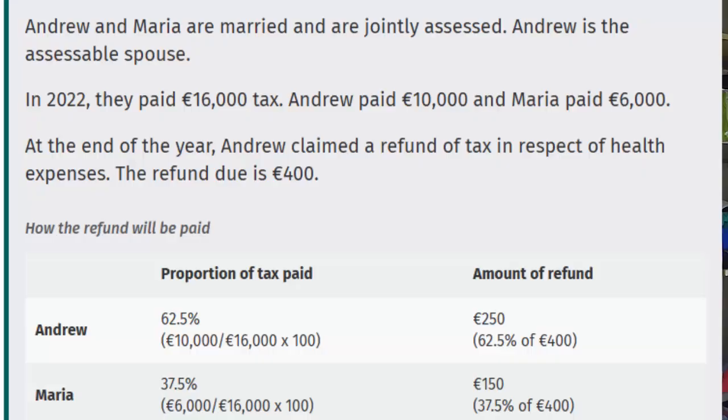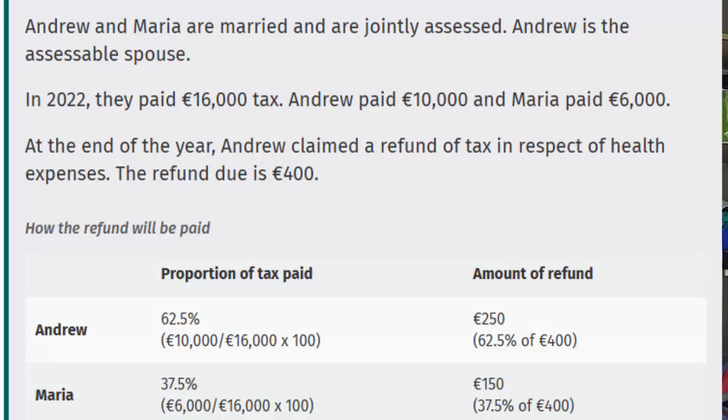Tax refunds for jointly assessed couples. If you are jointly assessed, any refunds will be paid to each person in proportion to the amount of tax each has paid. Example: Andrew and Maria are married and are jointly assessed. Andrew is the assessable spouse. In 2024, they paid €16,000 tax. Andrew paid €10,000 and Maria paid €6,000.